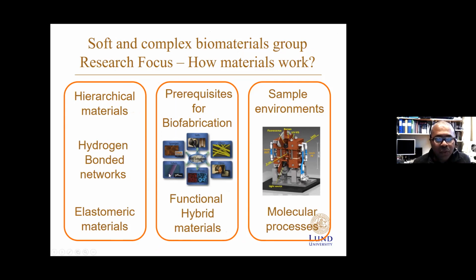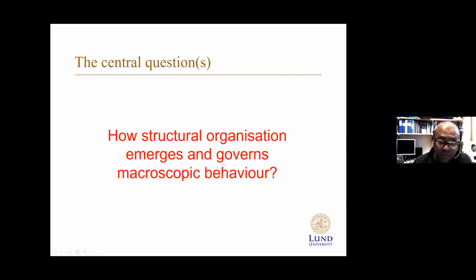And the thing that we're interested in is what the prerequisites are to manipulate those materials, leading to functional hybrid materials. But what we have found out through the years is that for those materials, we need to develop in parallel sample environments. And that will be a little bit the focus of this talk. How do we get to this need to develop more and more complex sample environments? And the central question, because we still have science behind us, is really how structural organization emerges and governs macroscopic behaviors.